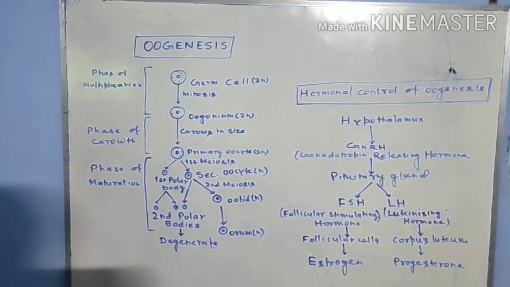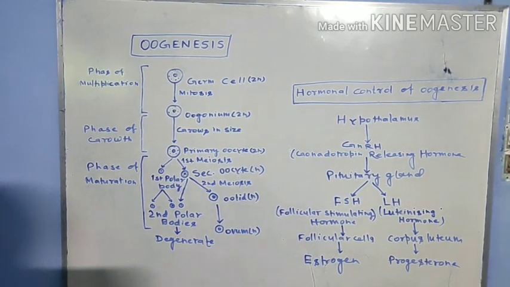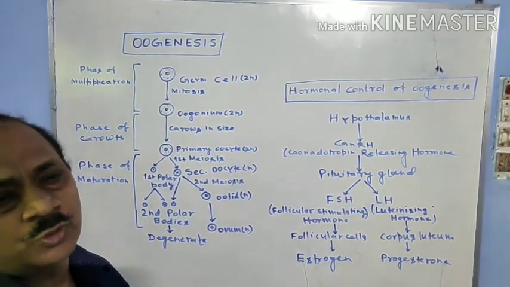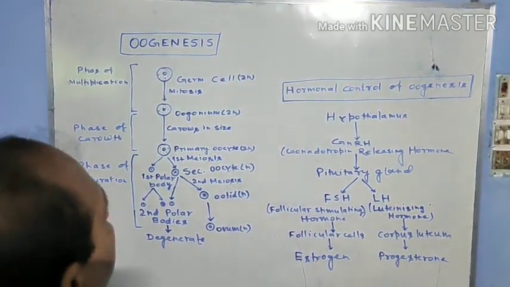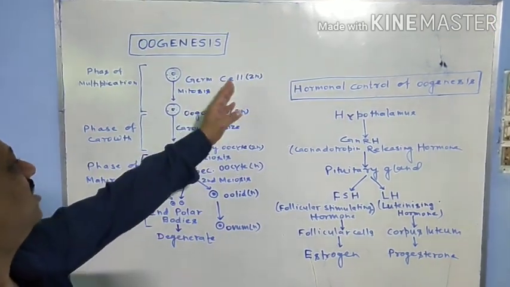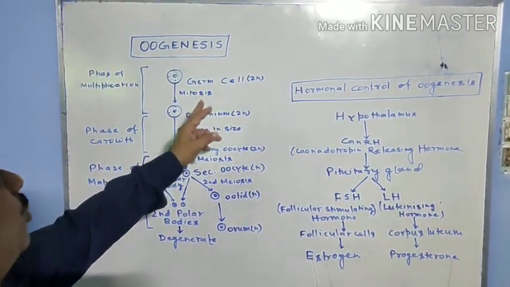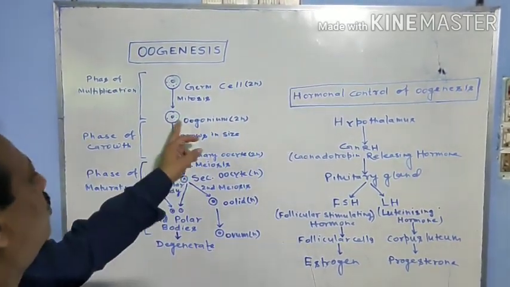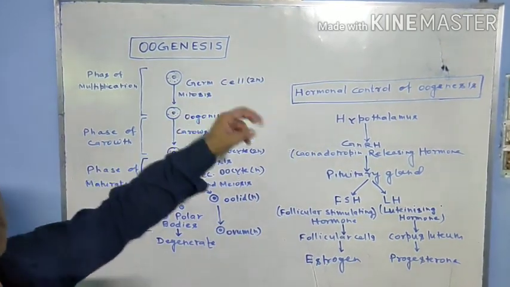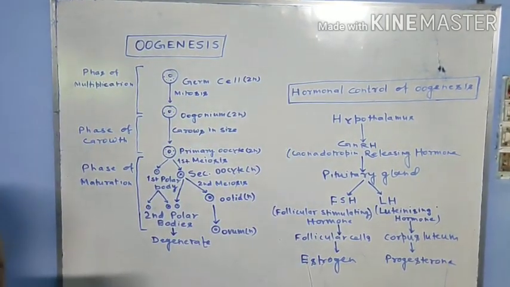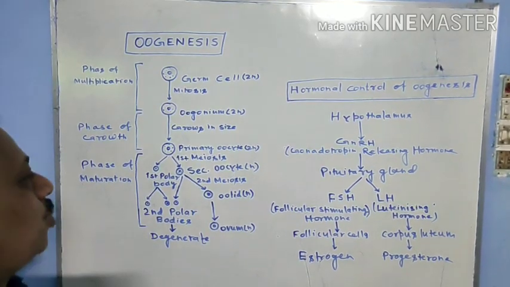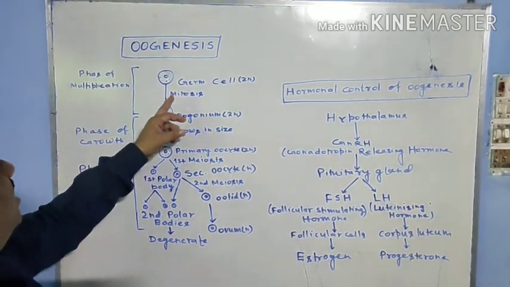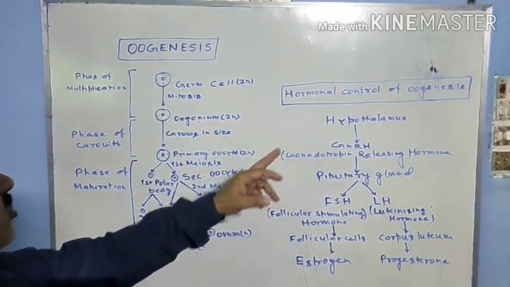The ovary is lined with germinal epithelium, and germinal epithelium consists of cuboidal cells. Cuboidal cells or germ cells undergo mitosis and form oogonium. These are diploid cells. Diploid means those cells which contain two sets of chromosomes. Germ cells and oogonium are diploid cells.